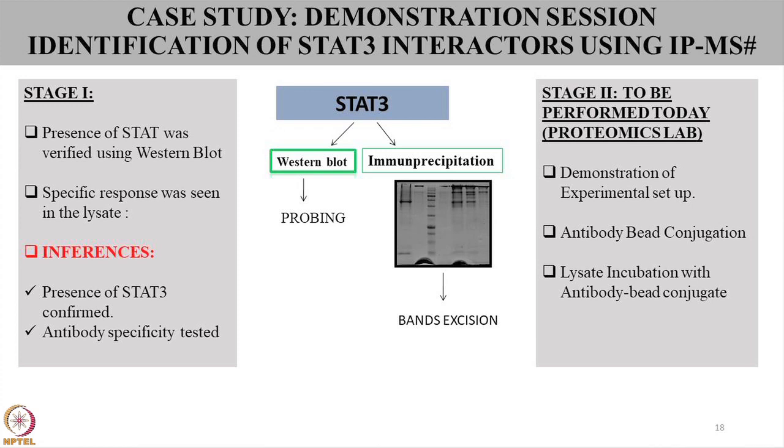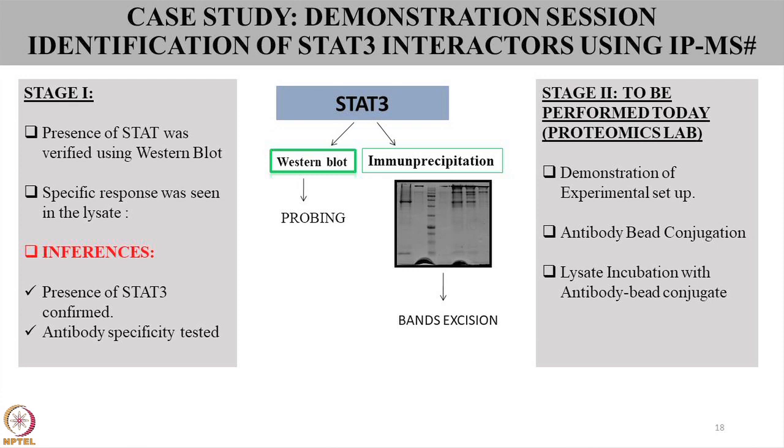Stage one is, we have verified that STAT3 is present in the tissue lysate that we are probing with. The presence of STAT3 was verified using the Western blot. And since the protein is present, we can have two inferences. Number one, that we have STAT3 in the sample because it is coming up in the Western blot. And number two, the antibody is very specific because it has not given multiple bands.